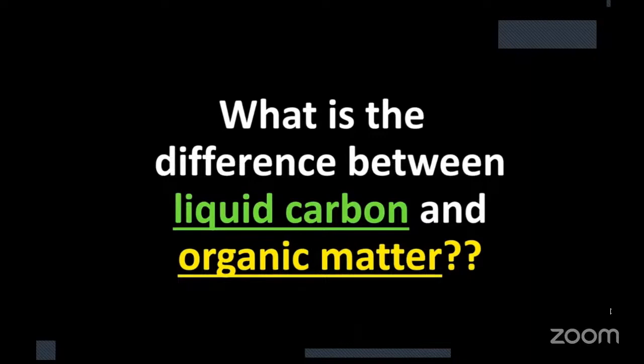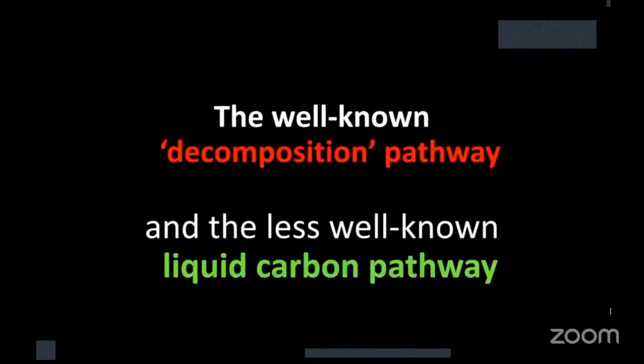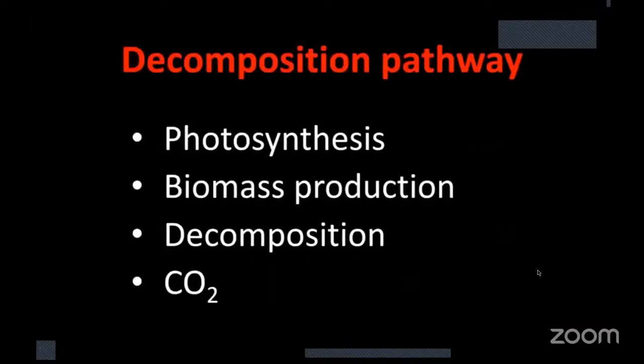Well, there's 2 pathways for carbon in the soil, and there's the well-known decomposition pathway where you have something that starts off as biomass like residues or plant roots or animal manures, and then there's the liquid carbon pathway where we have active carbon exuding from roots of green plants. The decomposition pathway still starts with photosynthesis and biomass production, but then all of that material decomposes and goes back to being CO2, or nearly all of it, probably around 98% of it.